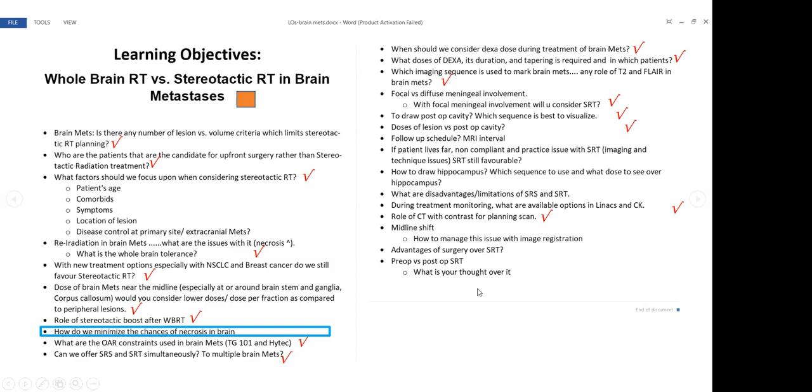And pre-op versus post-op SRT or SRS. Last year a trial design was published, and they are recruiting patients in those. So let's see the result. What's going to happen? They are expecting that the pre-op radiosurgery is going to give us similar local control, similar overall survival. So we have to wait for that trial.